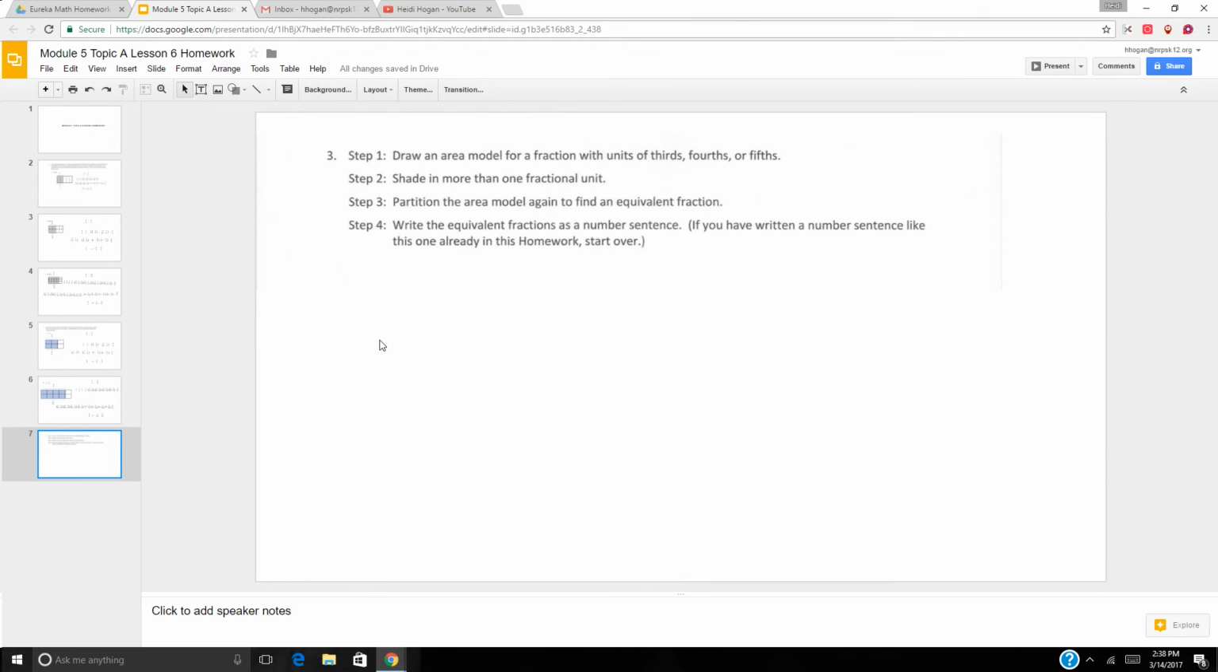Okay, and then obviously we'll be moving on to topic B, where we're finding equivalents using multiplication and division.